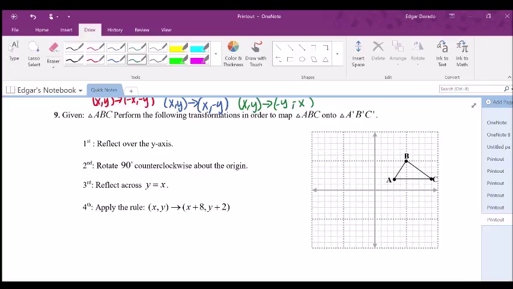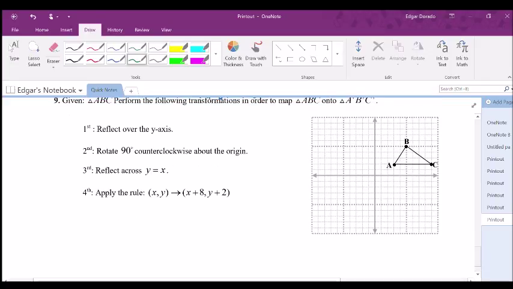Alright, guys, so hopefully you had a chance to try this out. So let's make sure we know exactly what we're doing. First off, we are going to reflect over the x-axis. I'm sorry, the y-axis. Sorry about that. Second thing, we're going to rotate our figure 90 degrees counterclockwise about the origin. Third thing, we are going to go ahead and reflect across the line y equals x. And as a very final step, we're going to apply the rule (x, y) goes to (x plus 8, y plus 2). So final translation here.